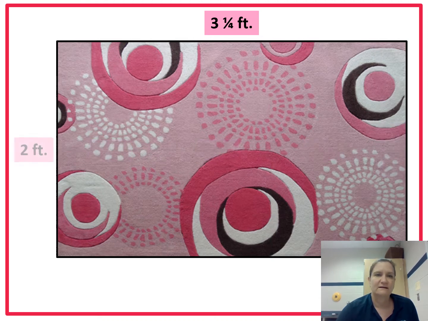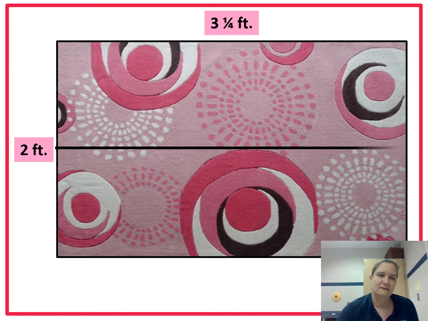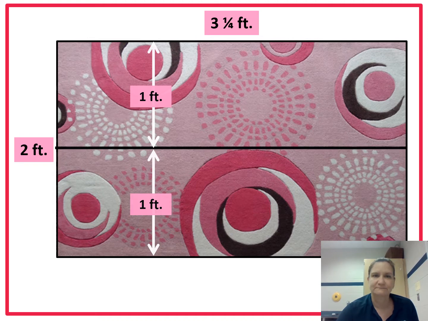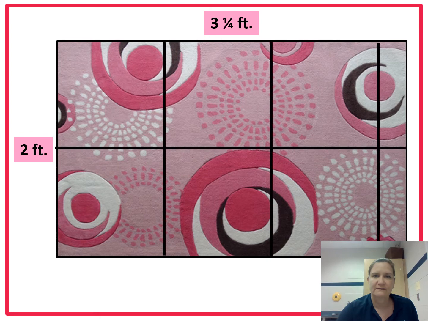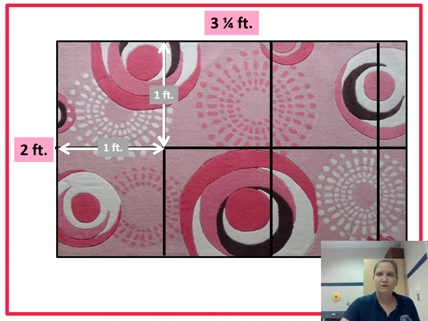Then it's 2 feet wide. So if we split that in half, it would be 1 foot wide there and 1 foot wide there, because that adds up to 2. So it would look like this if we divided it up. Each square would be 1 foot by 1 foot, which would be 1 foot squared.